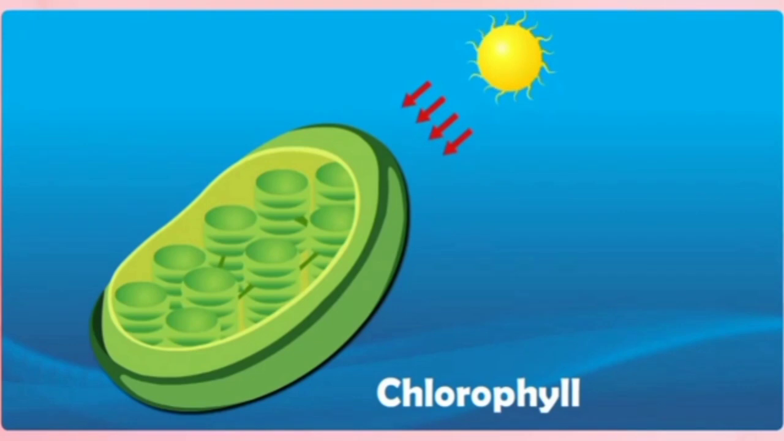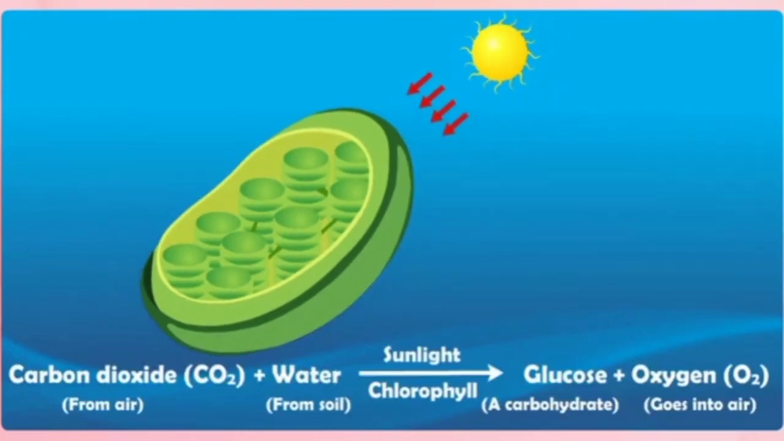Here is the chlorophyll. Chlorophyll is present in the leaf, and chlorophyll is very much necessary for the process of photosynthesis. Here you can see the reaction of photosynthesis, in which carbon dioxide and water combine to form glucose and release oxygen. So for this process, sunlight and chlorophyll are the major requirements. Clear? So the chemical energy is stored as plant food in the plant.